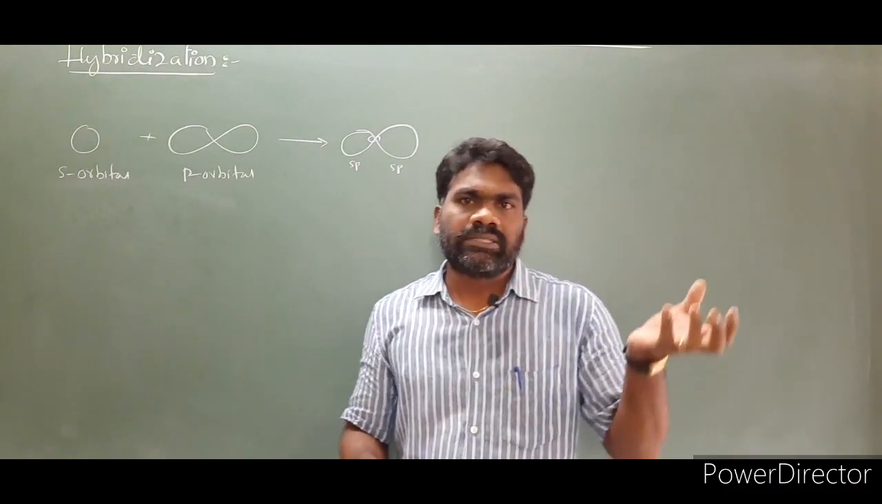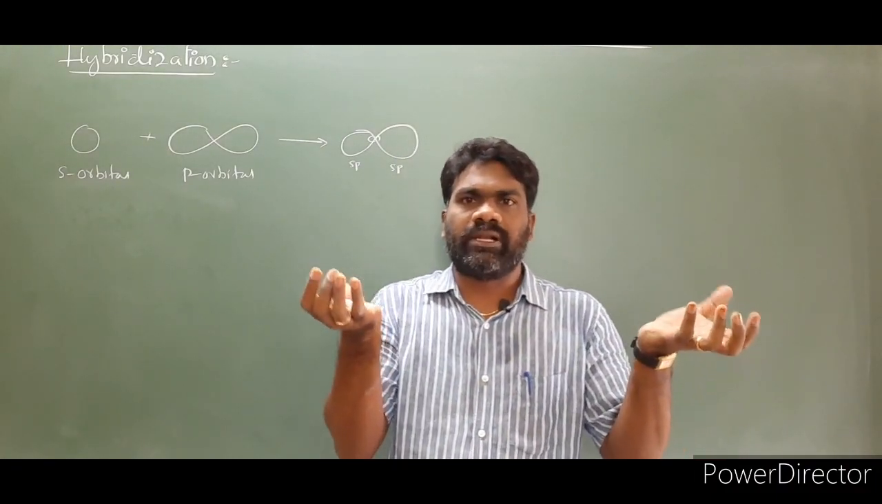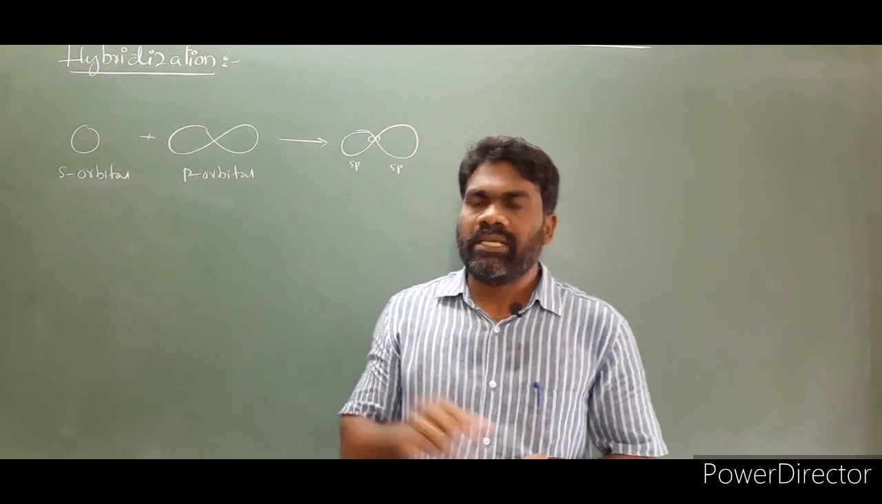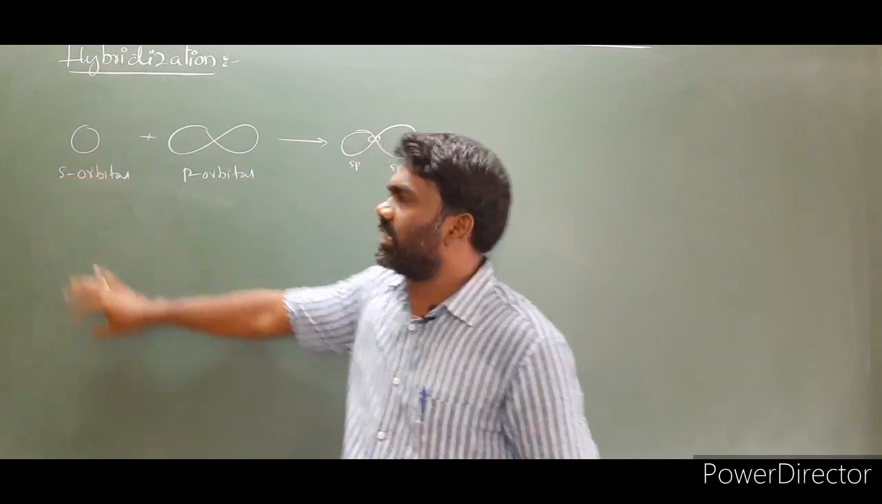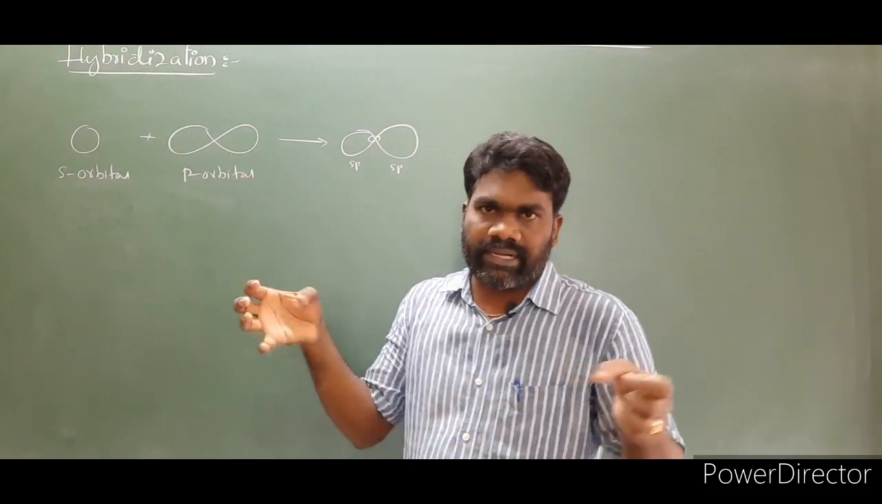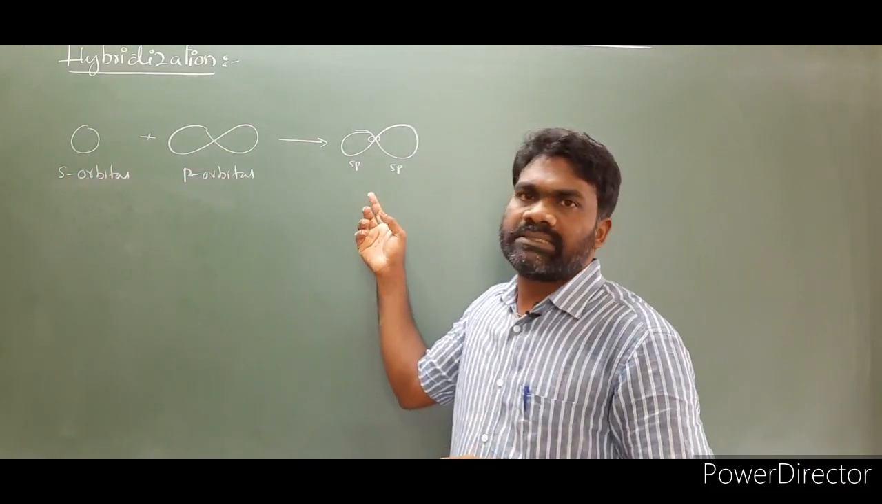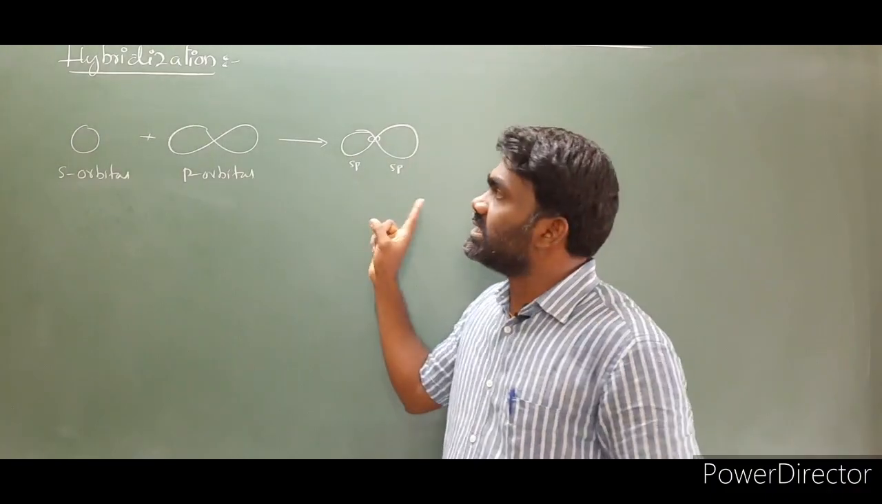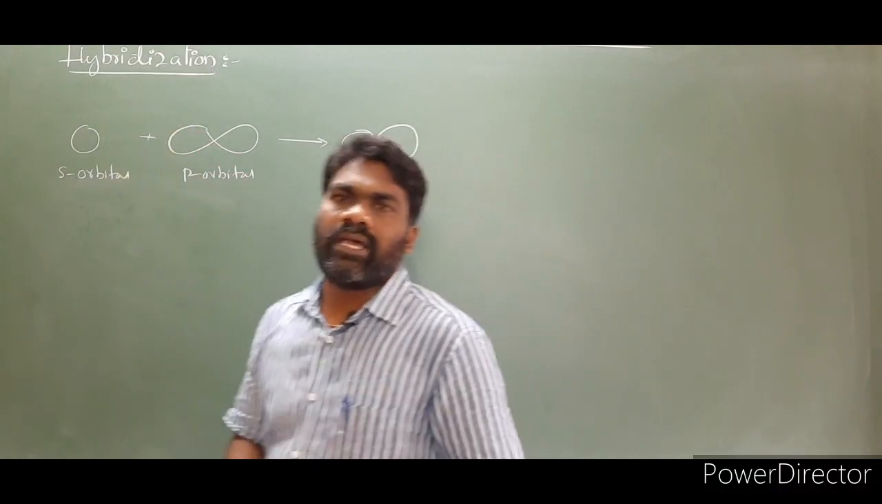I am repeating one more time. The size of the rice and the size of the black gram will be different initially. After intermixing, they become same-sized particles. Here also, the energies of the s orbital and the p orbital are different. After intermixing, you will get same energy orbitals, orbitals with equivalent energy. This phenomenon is called hybridization.